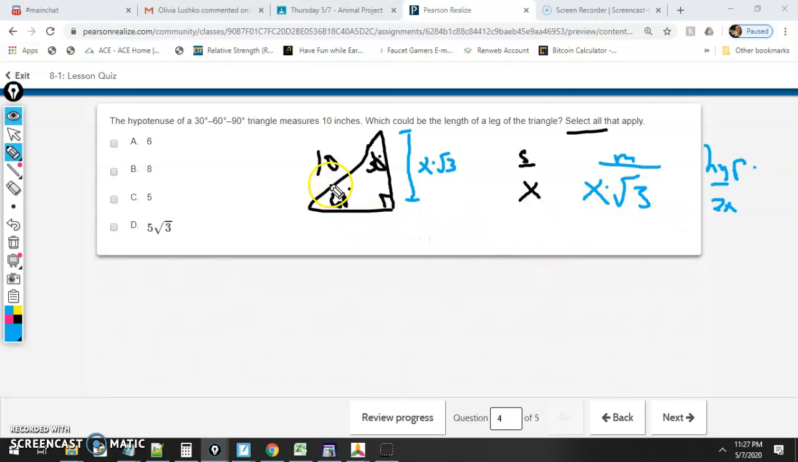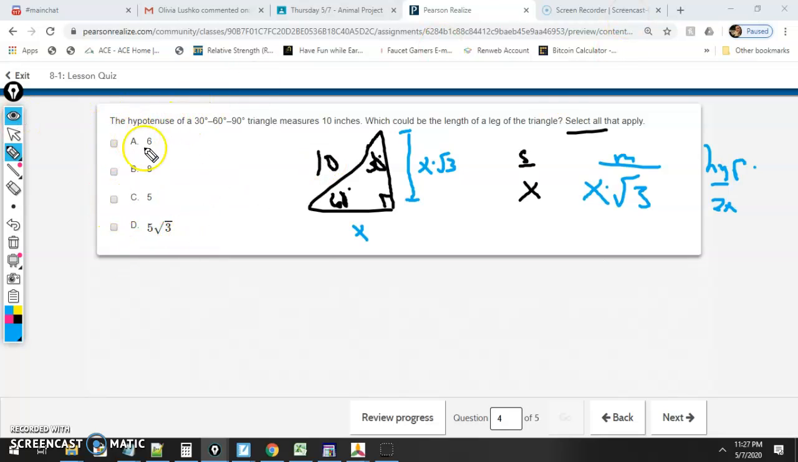All right, so what you need to do here is go from the hypotenuse, which is 10, to figuring out what the short side is first, which is X. If the hypotenuse is 2X, you should be able to figure out what X is. And once you figure out what X is, that's one of the checks.